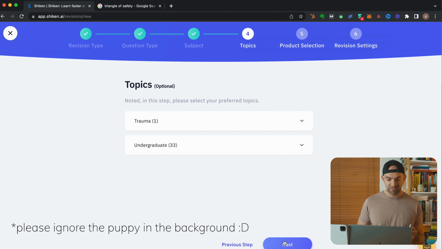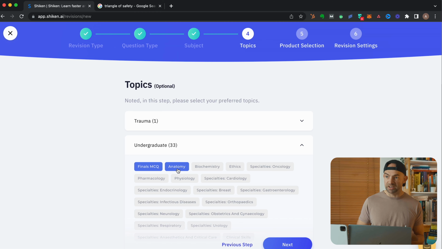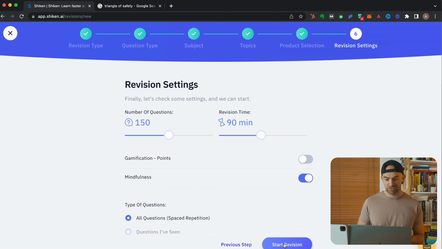I'm going to stick with medicine. I'm going to pull in a little bit of finals and anatomy questions here. And then you can see I can focus down and get a bunch of these applied questions that I need to know for my exams. I can then set it up to be gamified, setting myself a question limit to make it a bit more challenging for me.